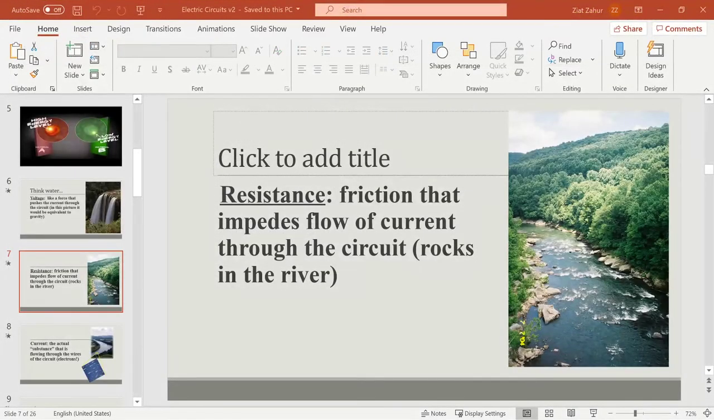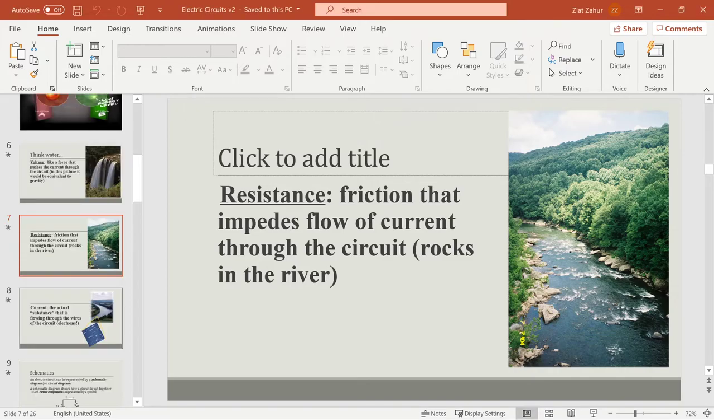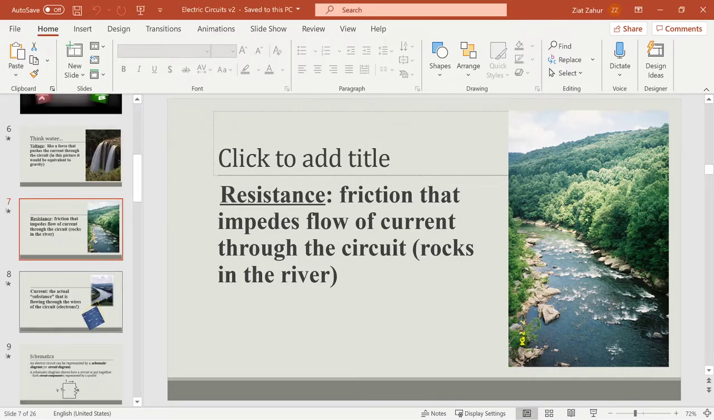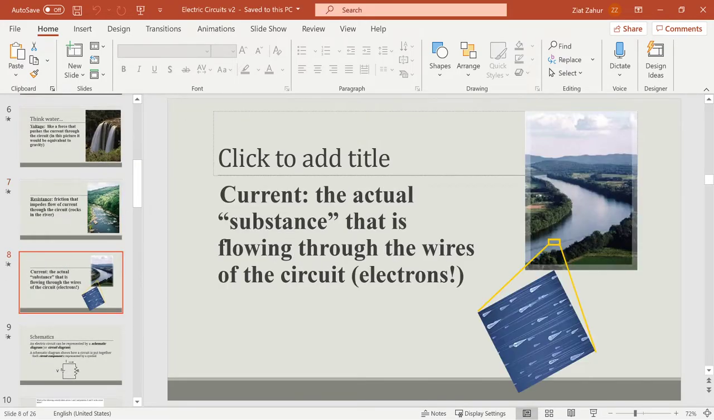Let's keep on going. The next slide is finally the third thing we want to talk about, and that is current. Current is the actual substance that is moving. Again, for us, it will be these pseudo positive charges. I am procrastinating my final project, of course. So we want to imagine pseudo positive charges moving through our circuit.